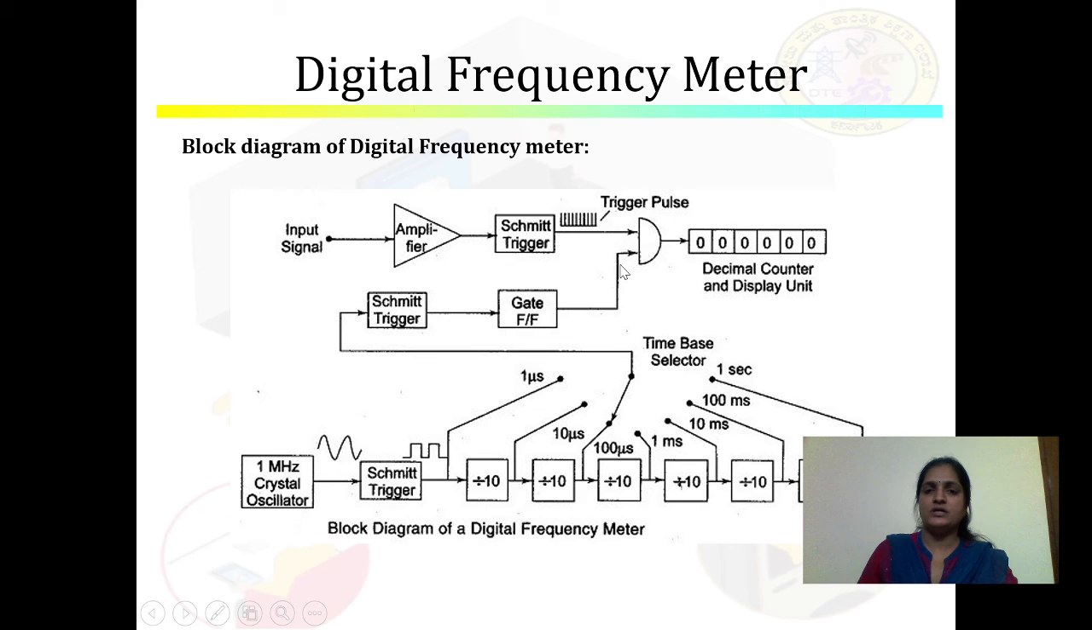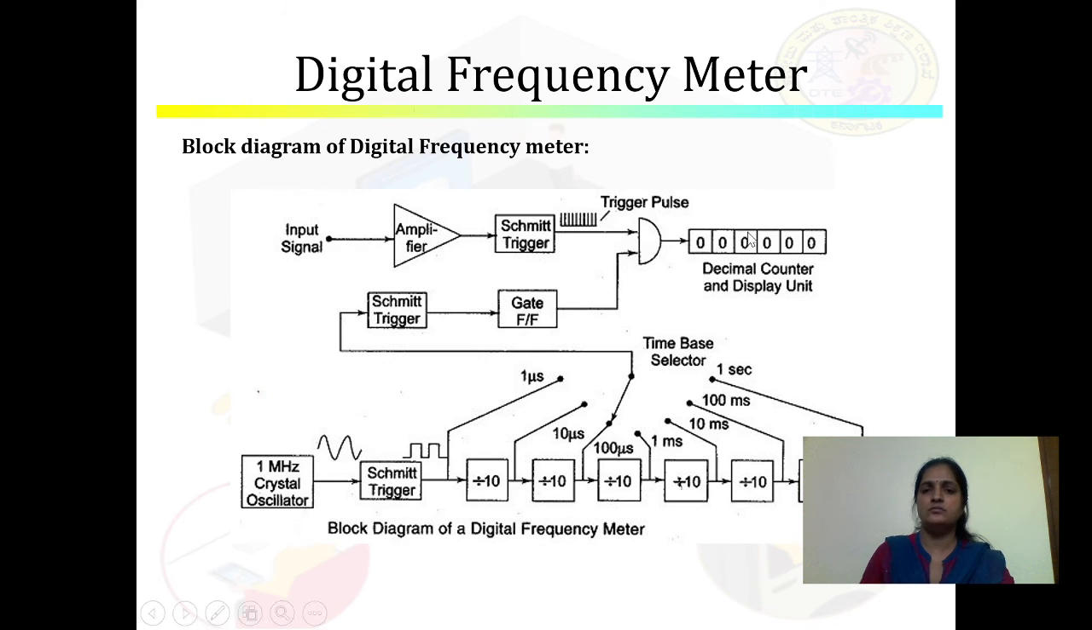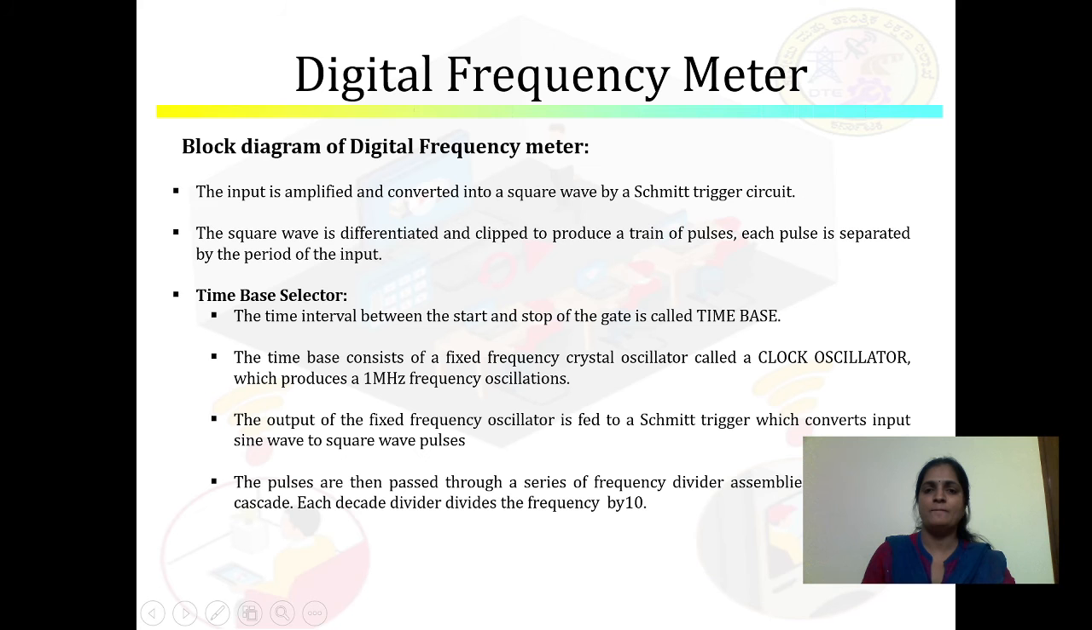Depending upon the condition of the gate flip-flop, which internally consists of two flip-flops, 1 and 2, either we can stop or start the gate. Finally, the pulses between that interval of start and stop pass towards the main gate and are counted by the counter. It is a decimal counter and it has a display unit.